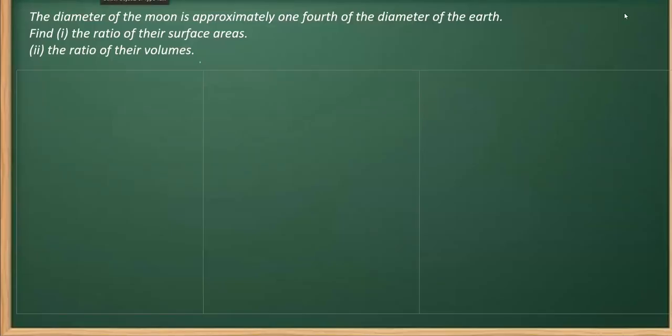One more question taken from surface area and volume, class 9th. The question says that the diameter of the moon is approximately 1/4 the diameter of the earth, and then we have to find the ratio of their surface area and the ratio of their volume. So what we can do, we can make two structures.